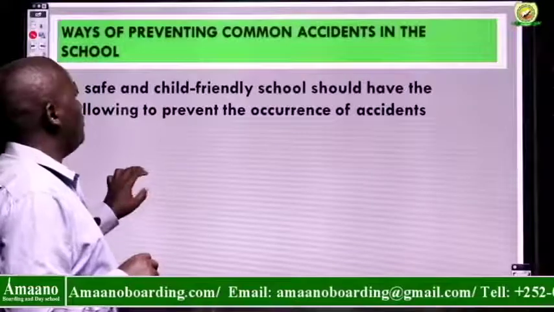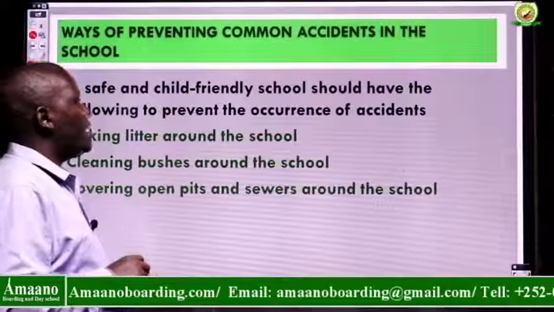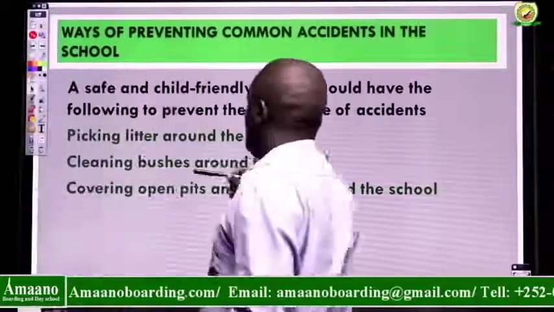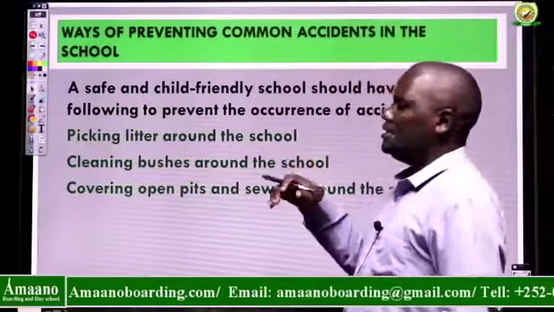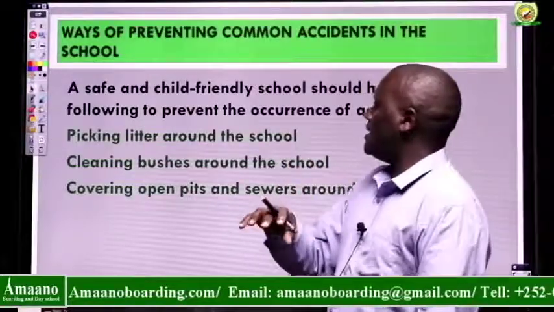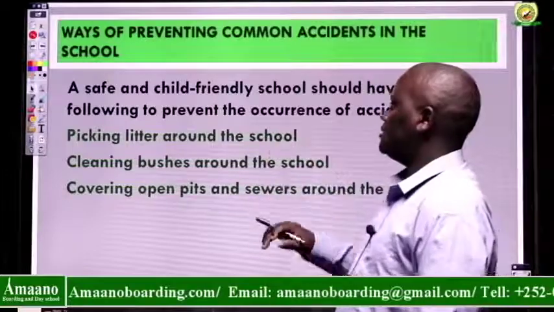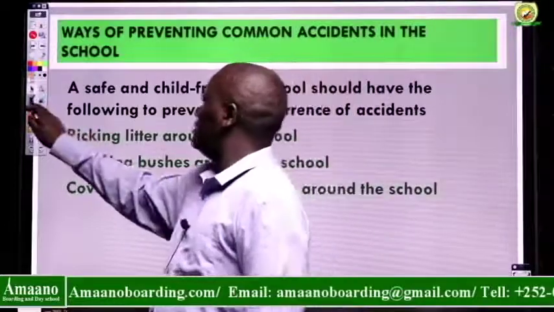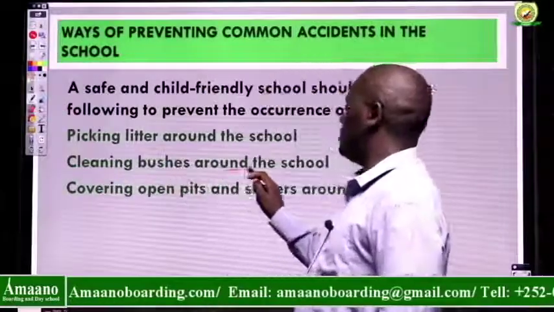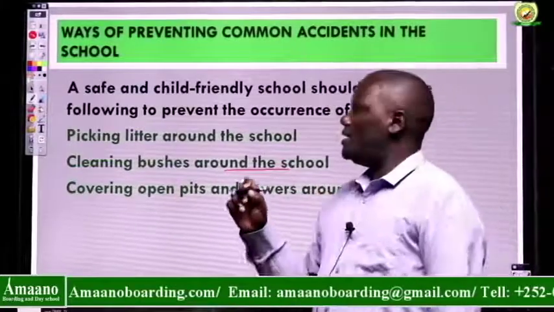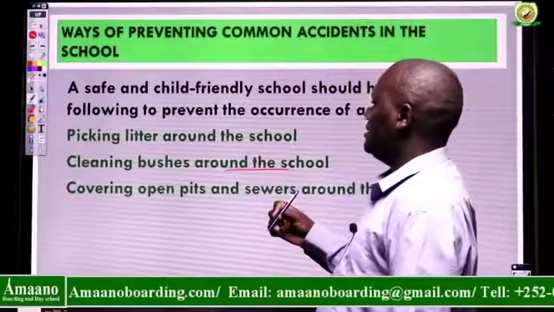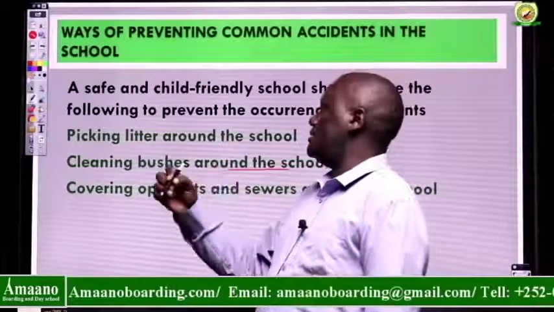A safe and child-friendly school should have the following to prevent the occurrence of accidents. Number one, picking litter around the school. When you see litter in the school, it should be collected and put in the garbage pit or in the dustbin. Clear the bushes around the school. That means if we have dirt and bushes in the school, they should be cleared so that accidents are minimized.